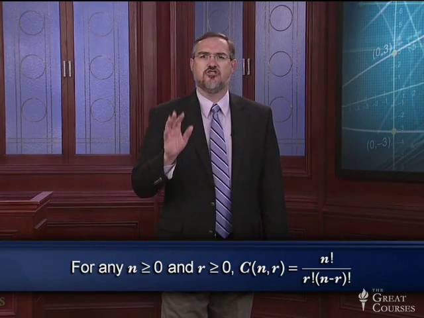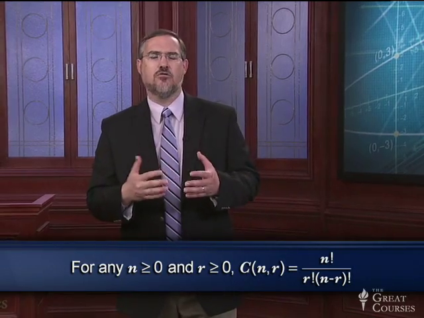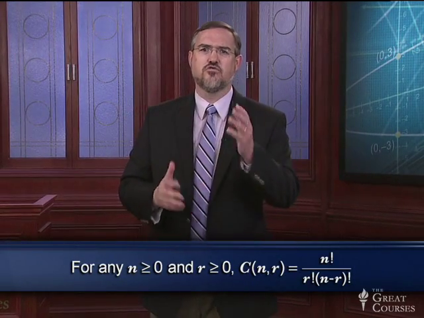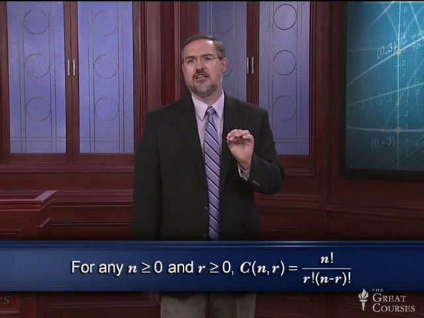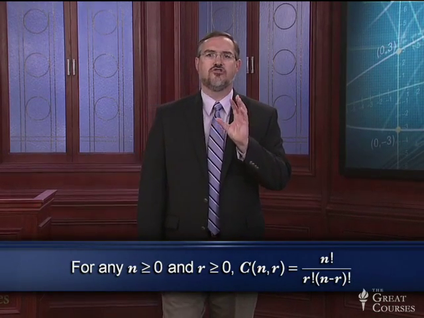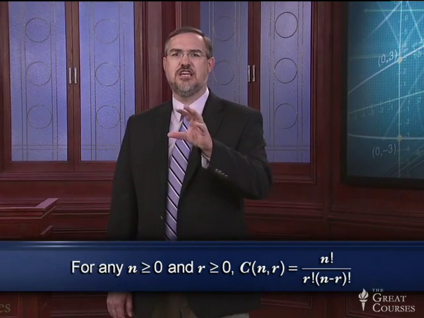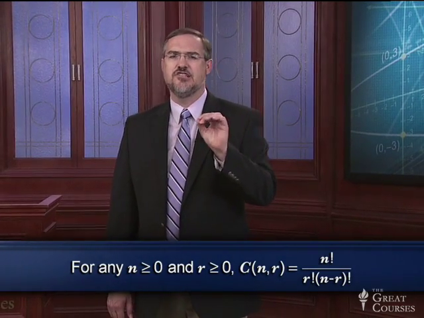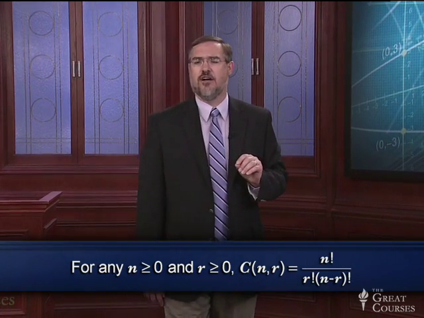Now that fact is huge, and I don't have time to explain how to prove that this is really the right formula, but we're going to use it heavily in the next few lessons. So you'll definitely want to set this formula to memory, that C of n comma r is n factorial over r factorial times n minus r factorial.